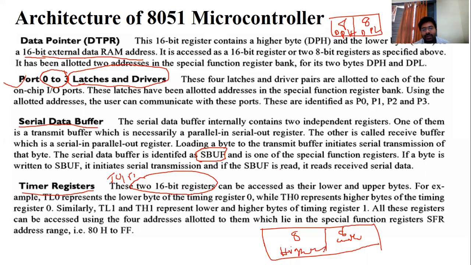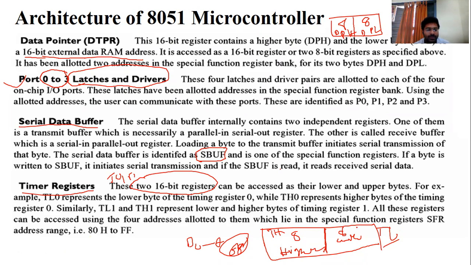Why are you dividing every time? The microcontroller accesses data over the data bus, D0 to D7, which is 8 bits. So that's why you are dividing each time into 8 bits. You know that you are representing TH0. TH0 is the higher order, and TL is the lower order.